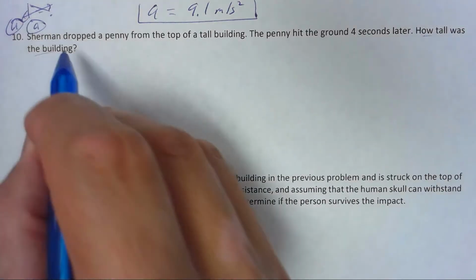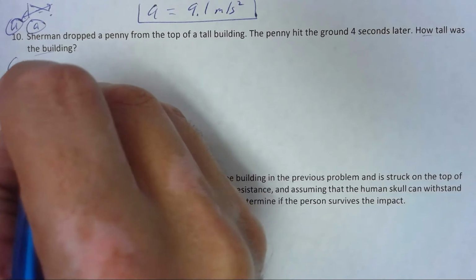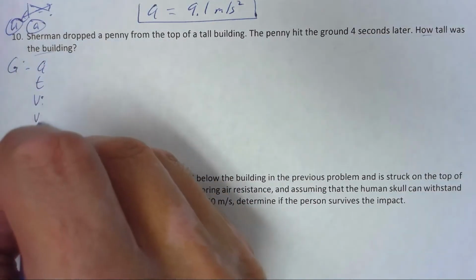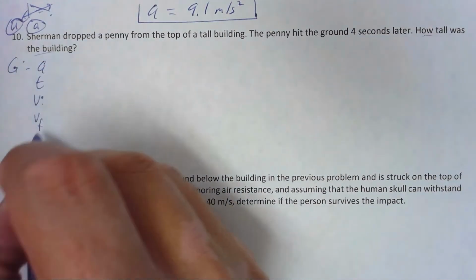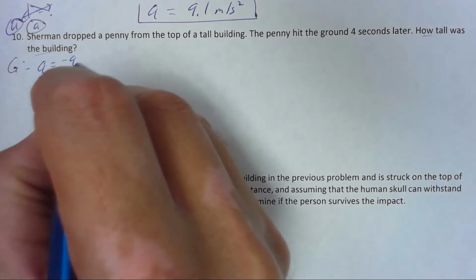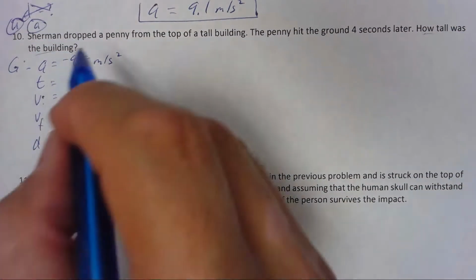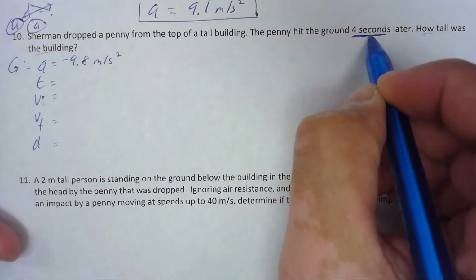How tall is the building? Again, we know that it's a free fall problem. I'm going to write down ATVVD and start moving with my variables. I know with a free fall problem that A is going to be negative 9.8, even though they don't give it to me. Time, they gave us the time.